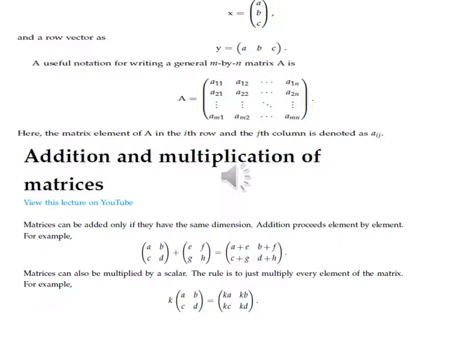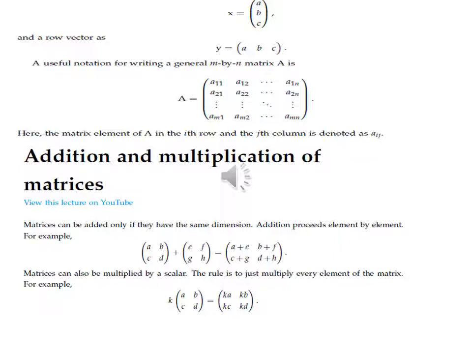Addition and multiplication of matrices. Also, you can view this lecture on YouTube. It's very important: matrices can be added only if they have the same dimensions. Addition proceeds element by element. For example, the first matrix a, b, c, d plus e, f, g, h equals a plus e, b plus f, c plus g, and d plus h.